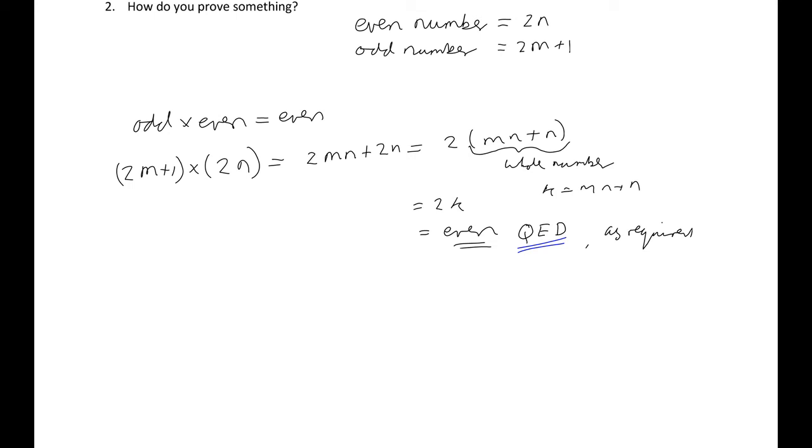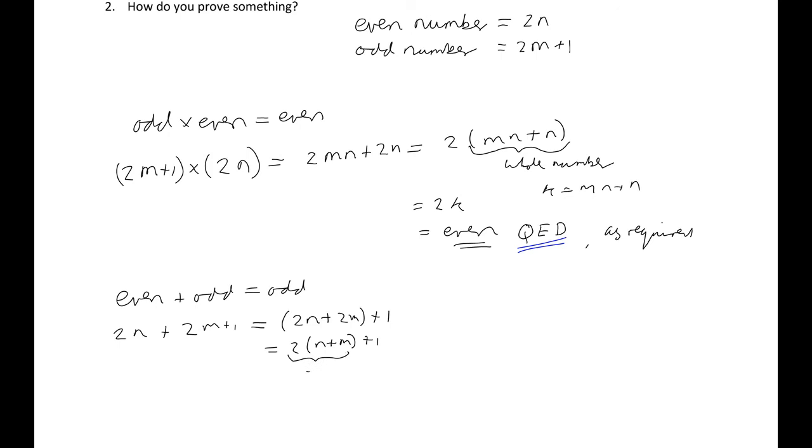I could prove that an even number plus an odd is an odd. Something similar. Even plus odd equals odd. 2n plus 2m plus 1 equals, well, let's bring it together, 2(n plus m) plus 1. Now n plus m is just a number, so this is just 2 times some number plus 1. So this bit is even because it has a factor of 2, therefore this whole thing is odd. And again, proven that algebraically. I hope that makes sense to you all.